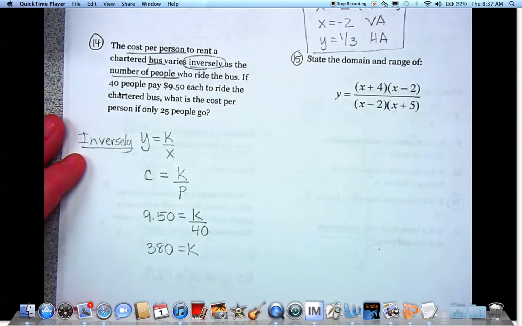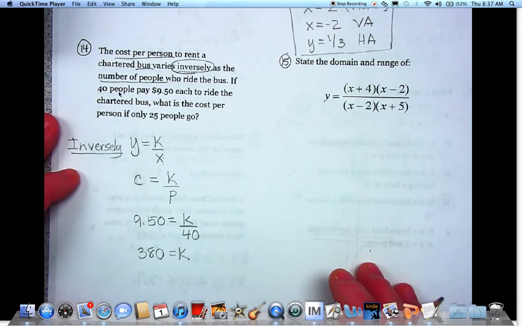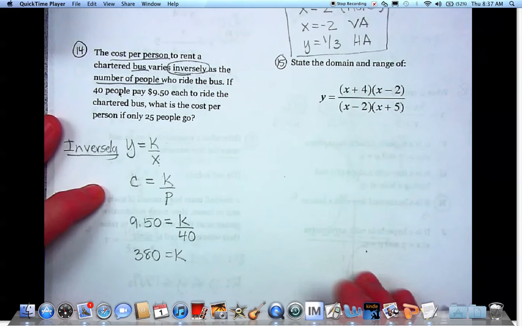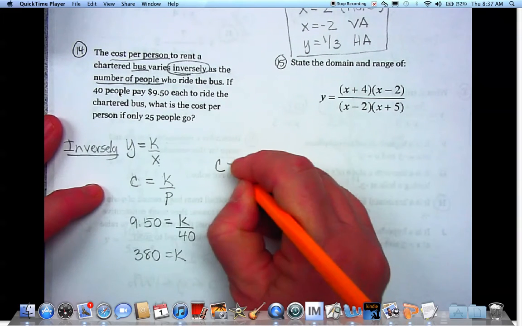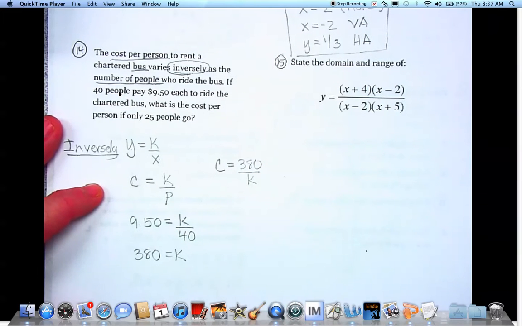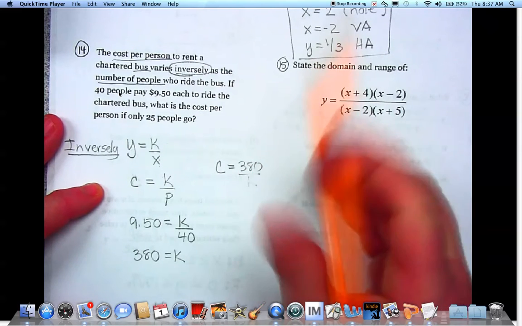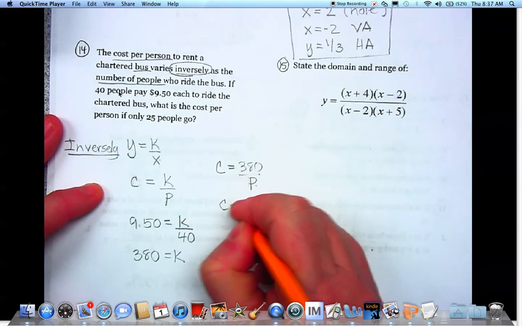K equals 380. And it says, what is the cost per person if only 25 people go? So it'd be C equals 380 over 25. We put 25 and not K, sorry, P. So $15.